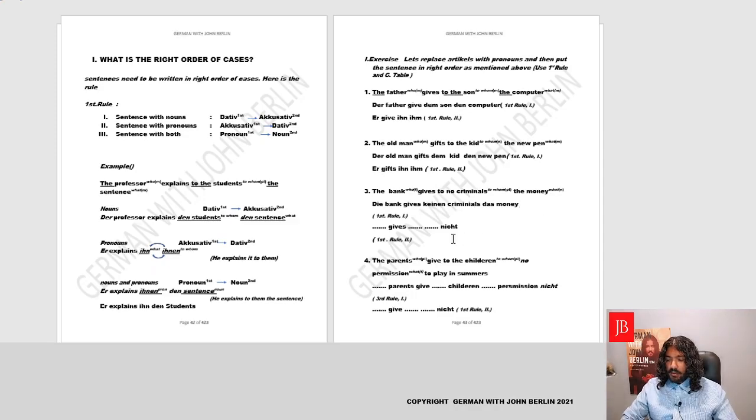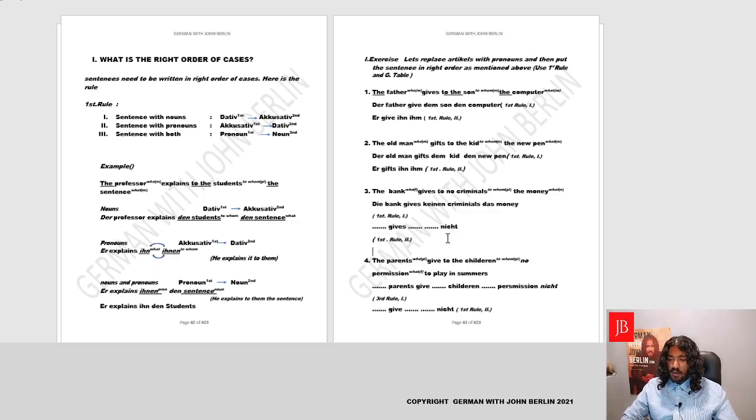Okay. Now, in order to change this into pronouns, we need to say the bank does not give to them the money. Or it or she, that being the bank, she does not give to them the money, or she does not give it to them. Yes, she does not give it to them. That's what we need to write maybe. Let's find out, because that's the rule. If we change a sentence into pronouns, first comes accusative, that is what? The money. And then comes to whom? Dative, to the criminals.